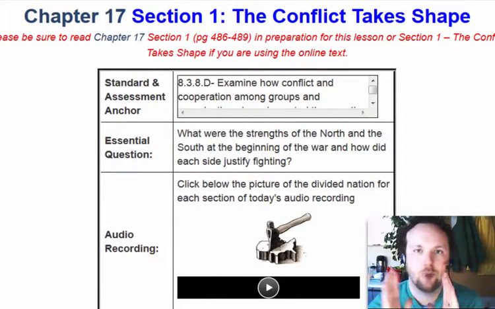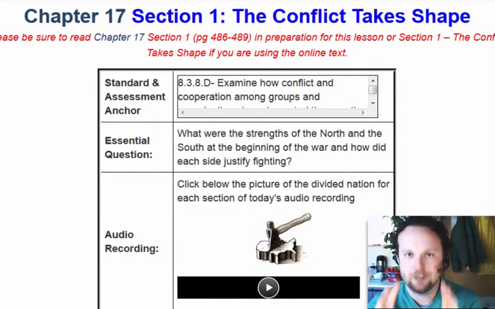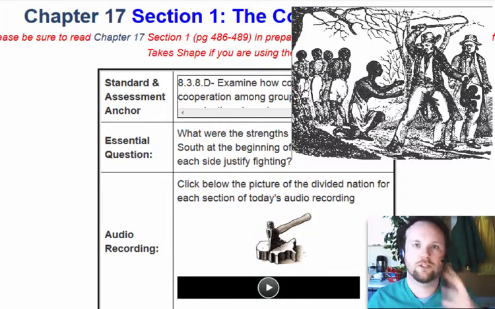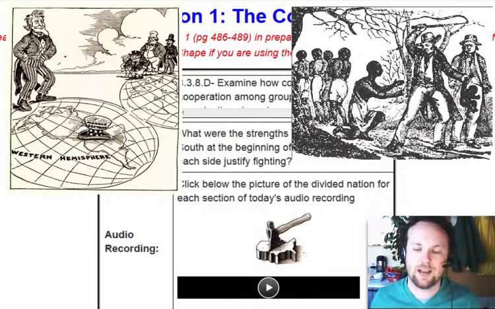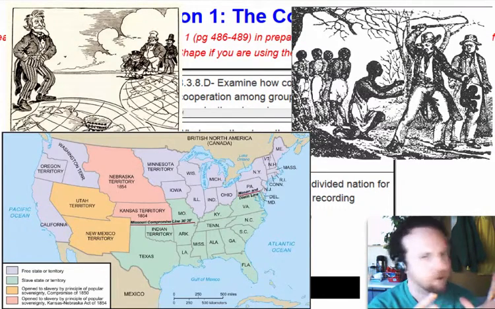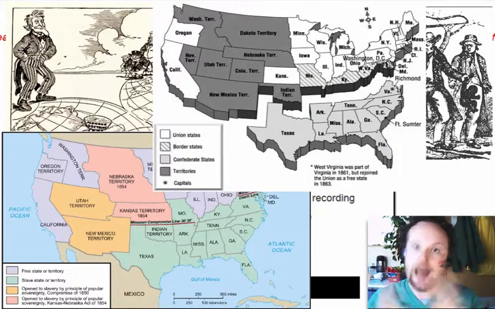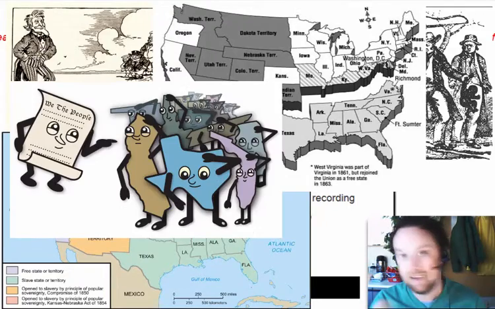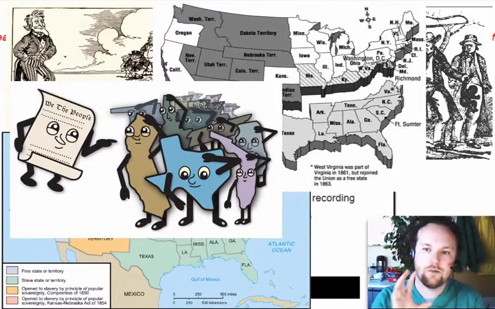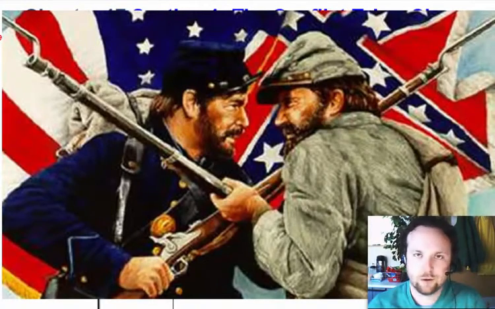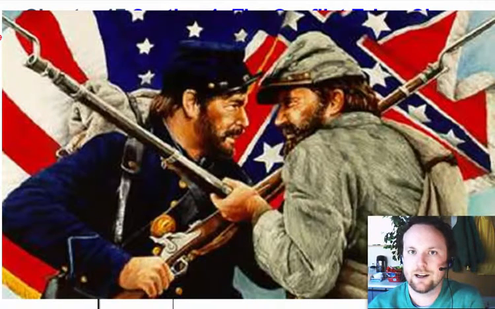And welcome back to our first lesson from Chapter 17, The Conflict Takes Shape. This is what we have been building towards in the last few months, with all of the discussions about slavery and the Era of Good Feelings, and whether slavery should be allowed in the territories, or whether states should be allowed to secede or be able to act independently of each other. This is what we've been building towards, this watershed moment in American history.